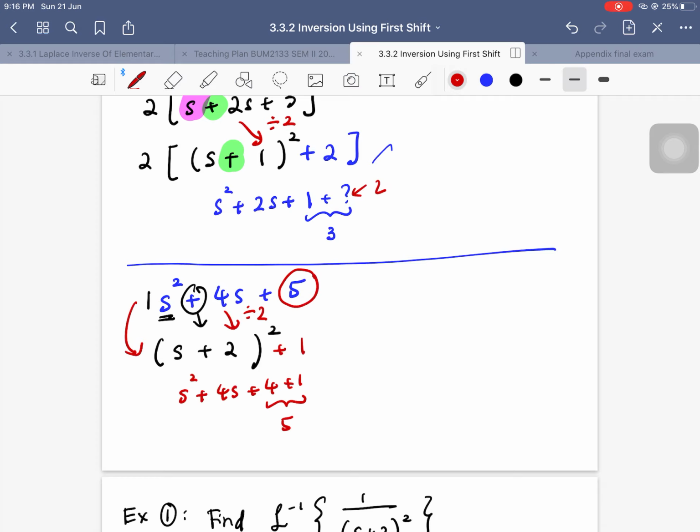Now, these two are going to be equivalent. Equivalent means equal. So the form could be the same, could be different, but the value should always remain the same. Let me show you one more.